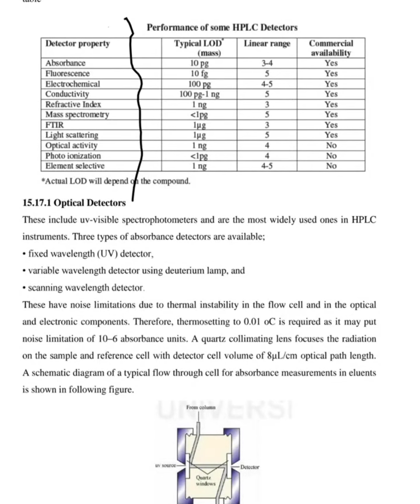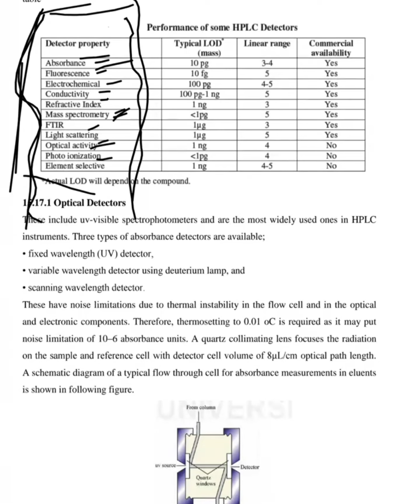These are some of the detector properties we are going to observe: absorbance, fluorescence, electrochemical detection, conductivity, refractive index, infrared, mass spectrometry, where molecular mass can be determined, light scattering, optical activity, and photoionization. These are the different properties which can be determined using detectors, and the detectors are selected on that basis.